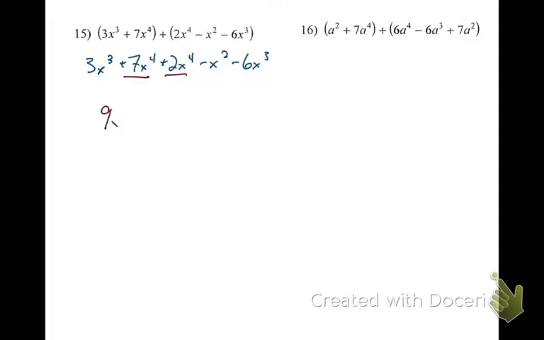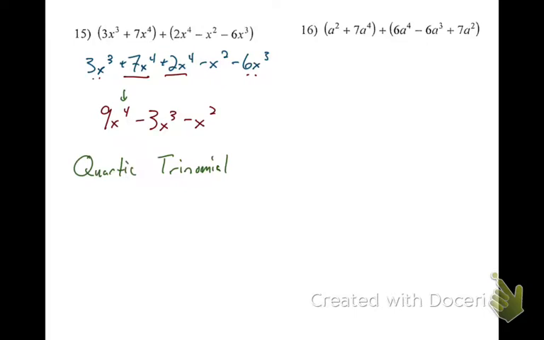So it'll be 9x to the fourth. Then I have these two, so that'll give me 3x to the third minus 6x to the third is minus 3x to the third. Then minus x squared. Okay, so now we get to the point where we have to classify it. Now that's a 4, it's the highest degree, so it's going to be a quartic. And then it's got 3 terms, so quartic trinomial. Okay, not terrible. Shouldn't be anyway.